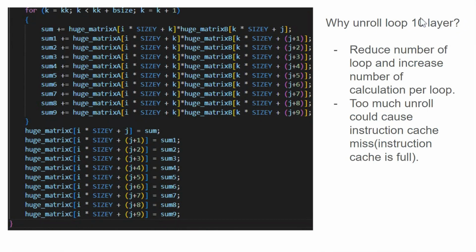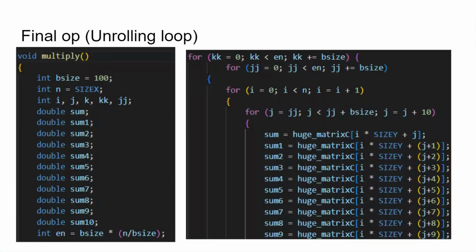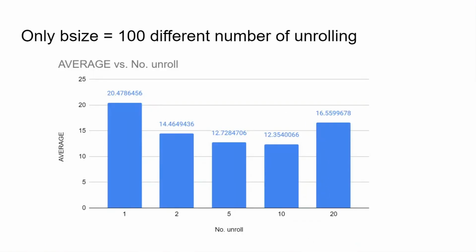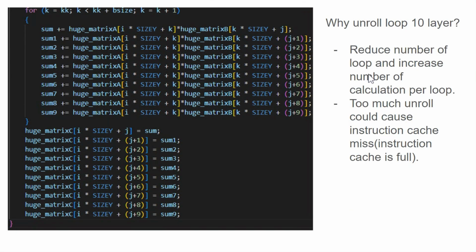Now why unroll of 10 and how does it improve the performance? So basically how it improves the performance is that it reduces the number of loops and increases the number of calculations per loop. So here you can see j plus 10, right? So it's looping every j plus 10. So it's going to go 0 to 10 and then 20 to 30. It's not going to be like 0, 1, 2, 3, 4, 5. So it's faster and it's doing more calculation per loop.